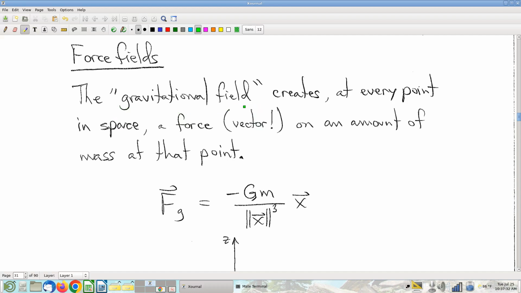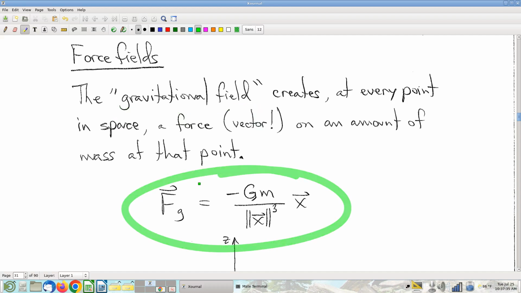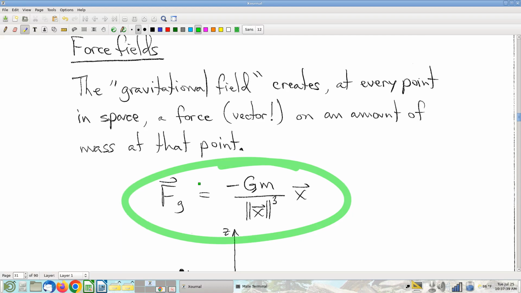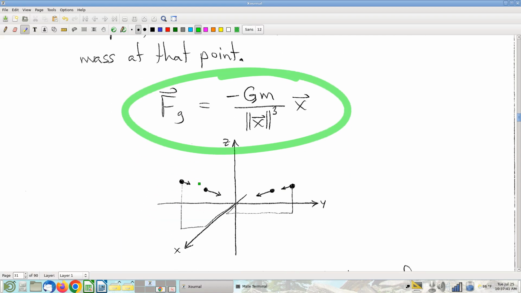Now, there's an easy formula we can write down for gravitational force. You might have seen this in a physics class at some point. If not, here it is. It's the gravitational field. And notice, for every point x, there is an associated vector that, of course, the way gravity works, always points toward the mass that is the source of the gravitational field. So toward the origin in this case. Is that cool? Everybody happy?